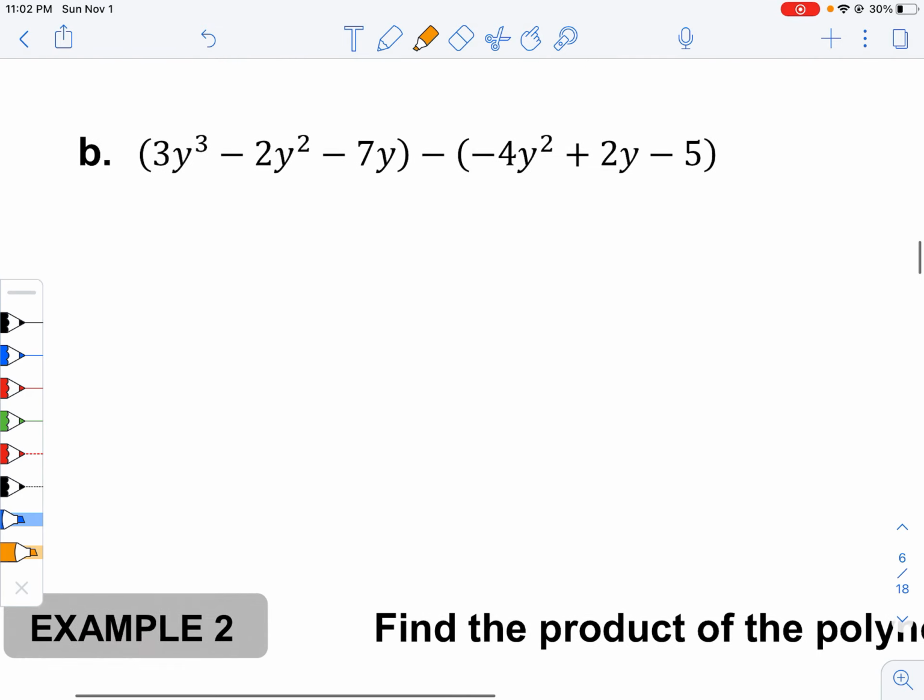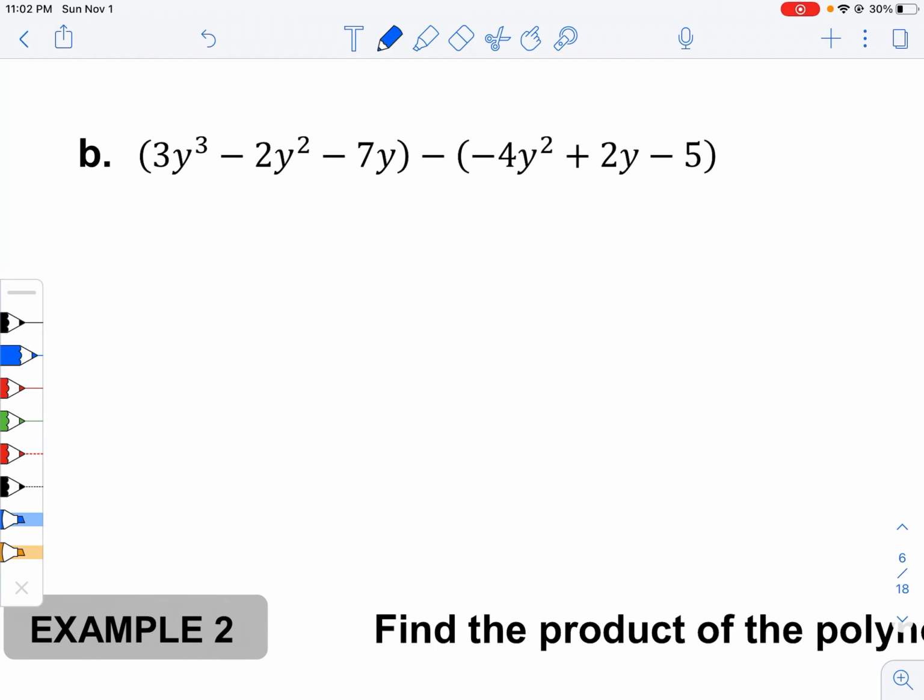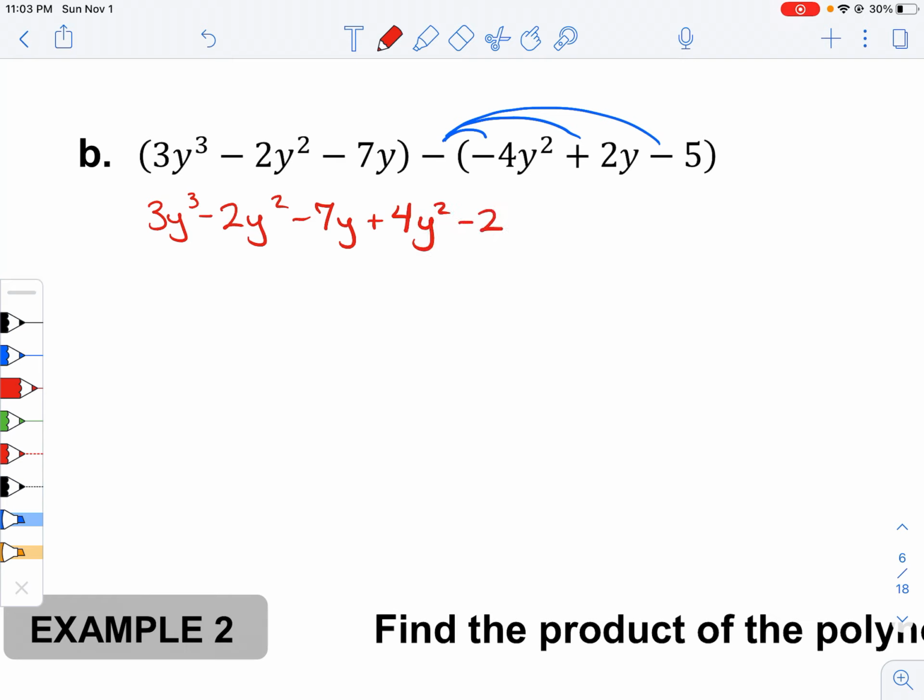Part B is subtracting two polynomials. So remember, this is the one where we have to put in the minus sign to everything in the parenthesis. So you can just go ahead and drop the parentheses on your first polynomial. And then we'll put in the minus sign. So negative negative would be a positive. And then this positive 2y becomes a negative 2y, and then negative 5 becomes a positive 5. And then again, just add like terms.